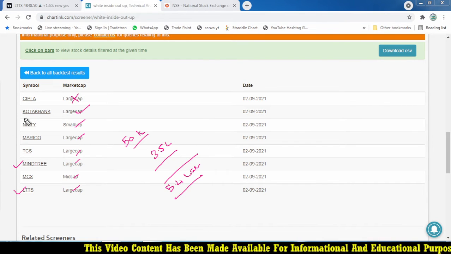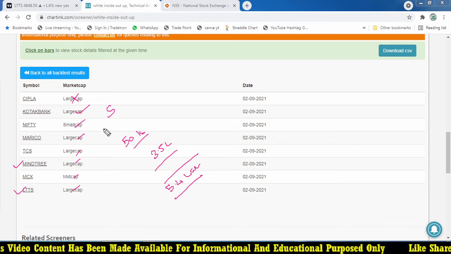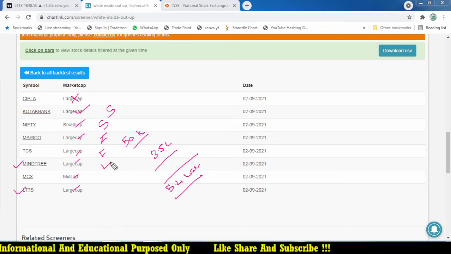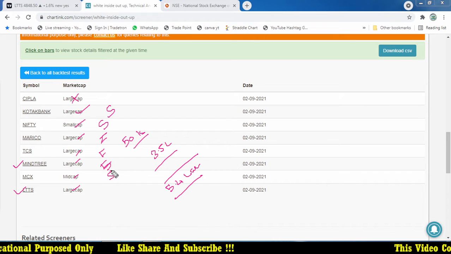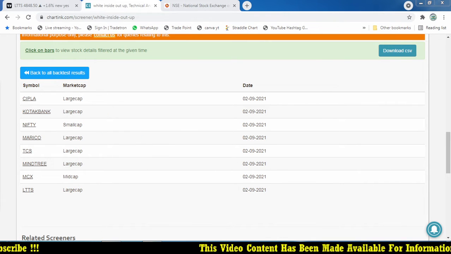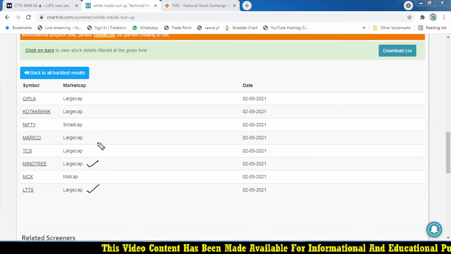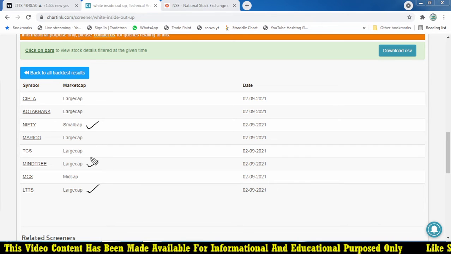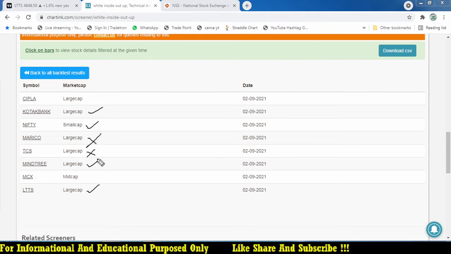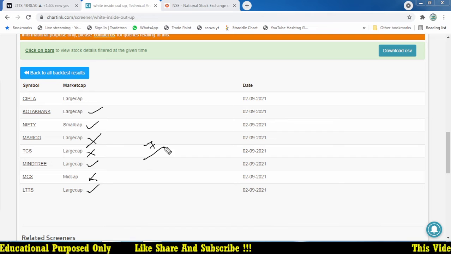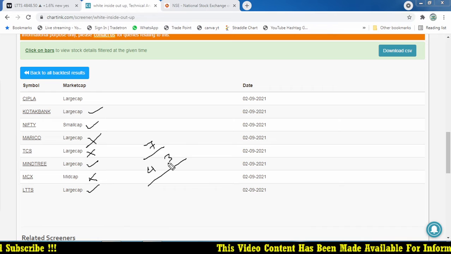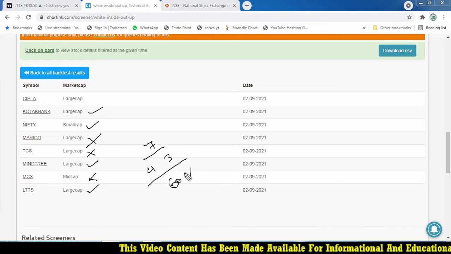Here I almost took some. Success on Kotak Bank, Nifty success, Marico fails, TCS also fails, Mindtree okay success, and MCX fails. This one is success. So how many of them give you profit? Mindtree, LTTS, Nifty, and somewhere Kotak Bank also gave profit. So if you're taking this one, TCS fails, MCX fails. Among them we win somewhere around 4 out of 7. So the accuracy is somewhere around 60%.